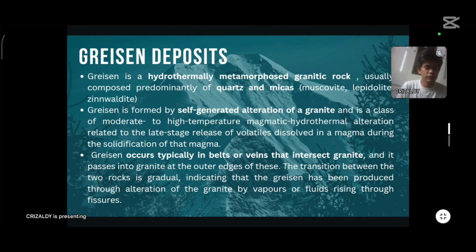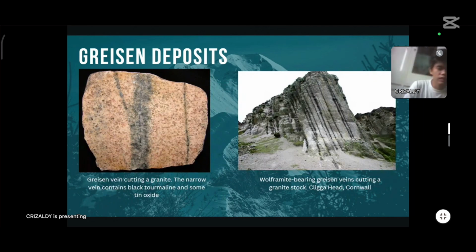Tas ayun nga, yung greisen is typically nag-o-occur sa mga belts or vein ng mga granite na nag-intersect siya doon, parang pumapasok siya doon sa mga gitna or sa mga veins ng mga granite. And the transition between two rocks is gradual, indicating that the greisen had been produced through alteration of the granite by vapors or fluid rising through fissures. Yun nga, sa mga fissures, sa mga veins. This is an example of greisen deposit.